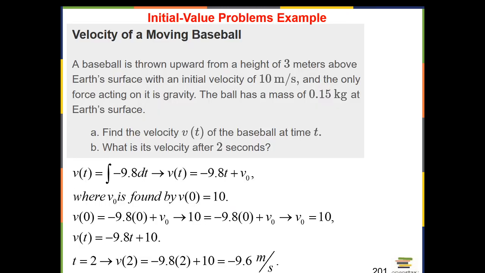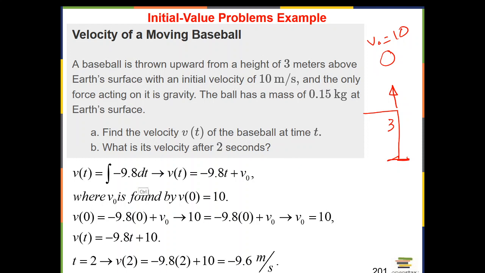All right, so velocity of a moving baseball. A baseball is thrown upward from a height of 3 meters. So here's a height of 3 meters. A baseball is thrown upward, right? So the height is 3 meters, with an initial velocity of v sub 0 is 10 meters per second. And the only force acting on it is gravity. The ball has a mass of 0.15 kilogram at Earth's surface. Find the velocity of the baseball at time t. What is the velocity after 2 seconds, right?